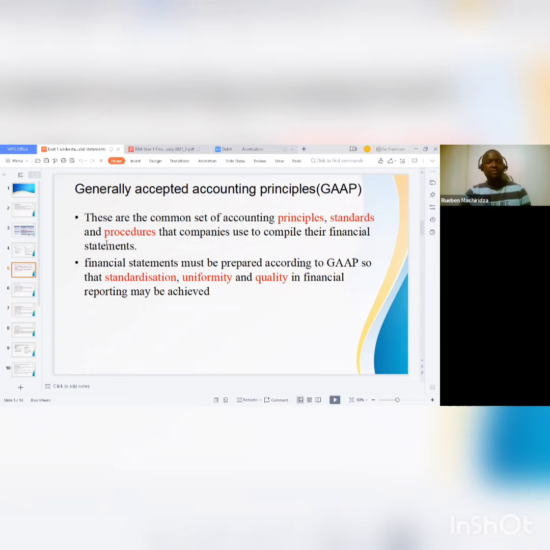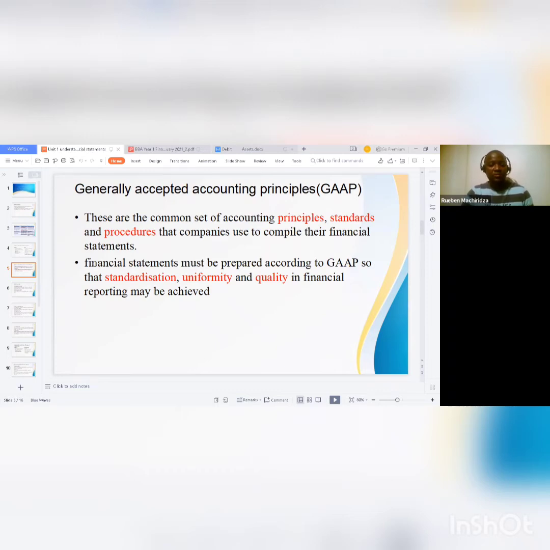And then we have procedures. Procedures are the day-to-day processes, the invoicing processes, the cash management, the petty cash management processes, etc. These processes allow us to have a financial statement at the end of the year, because we have to combine all those individual transactions into a single financial statement. So these procedures are very important. Again, we will not be looking at these in detail. What we will be looking at is the principles.